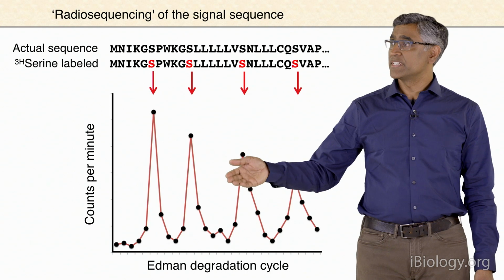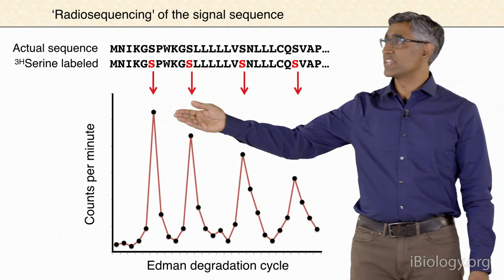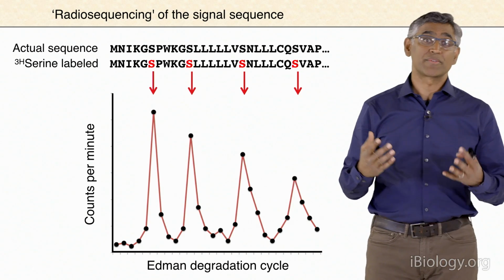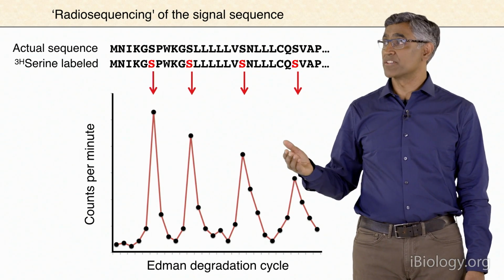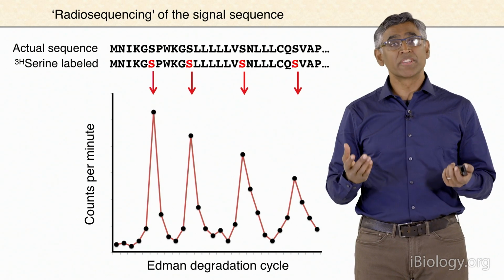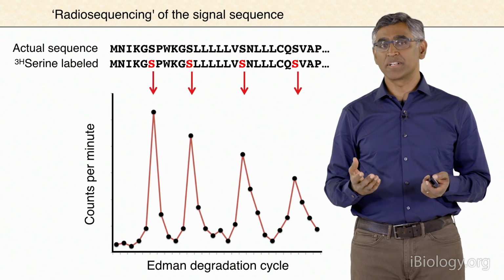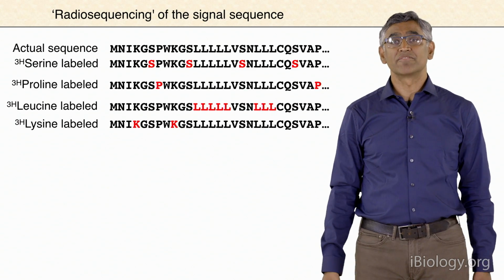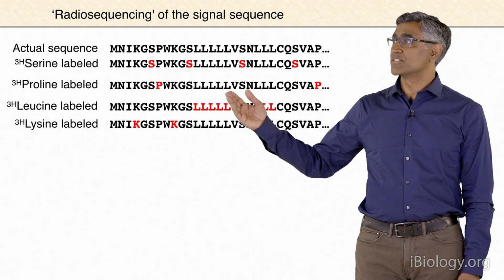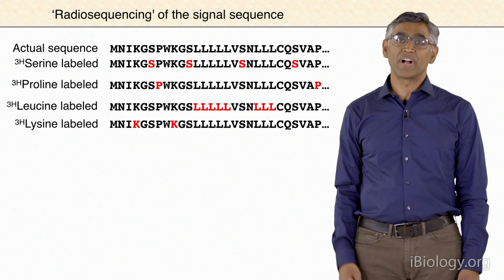And what you would see is a spike of radioactivity when you get to the 6th amino acid that codes for serine, because that's the one that's radioactive. And you'd see another spike of radioactivity when you get to the 11th one, and so on. And what you can then do is repeat the whole experiment, but with a different radioactive amino acid. So let's say proline or leucine, and that would tell you the positions of each of those amino acids.